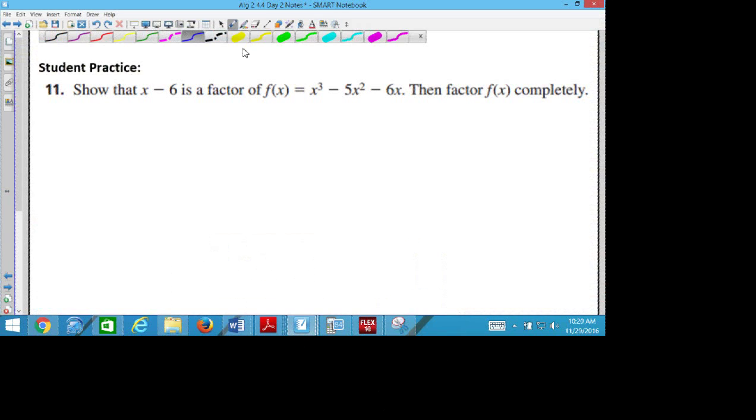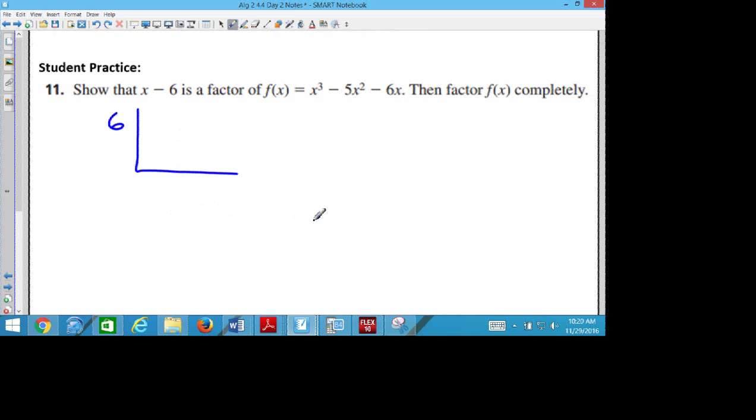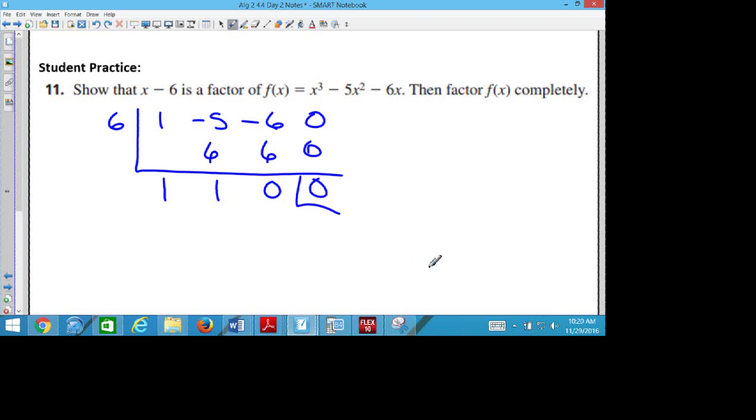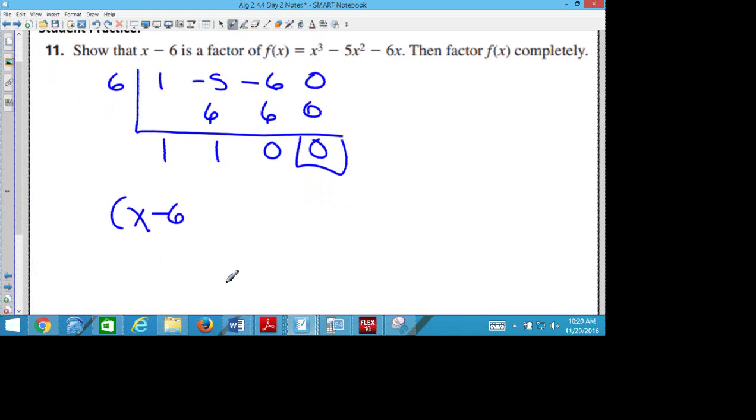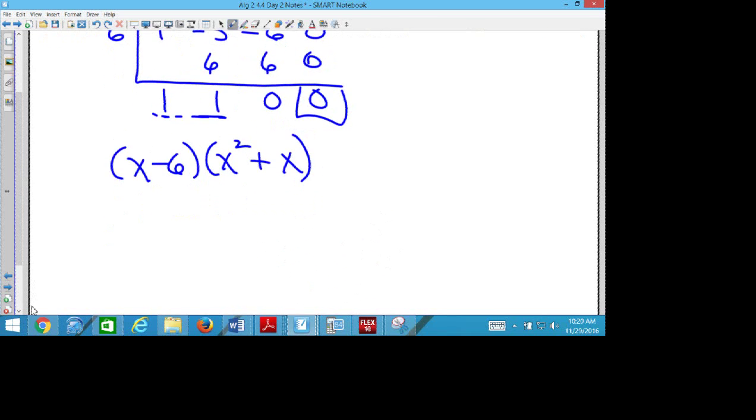Okay, so I walked around, you guys had synthetic division. That looked good on your papers. We had 1, negative 5, negative 6, and then a 0. And there was no remainder, so it showed that it is a factor. So then we write that factor x minus 6, and then we use these numbers to write the other factor, x squared plus x.